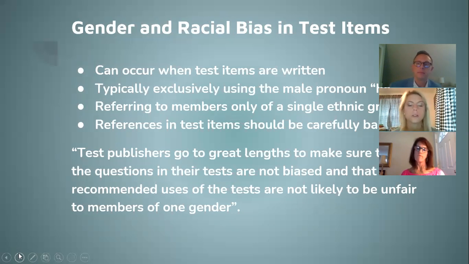Another thing that the book looked at was gender and racial bias in the test items, and the authors really talked about how sometimes these test writers have a hard time and do this unknowingly while writing the test, and these biases can occur when the test items are written. They're typically exclusively using the male pronoun he. They can refer to members only of a single ethnic group or cultural group, and references in the test items should carefully balance out the use of these. And typically you do see the pronoun he used much more, or they'll talk about baseball or something like that whenever it's not really female related.